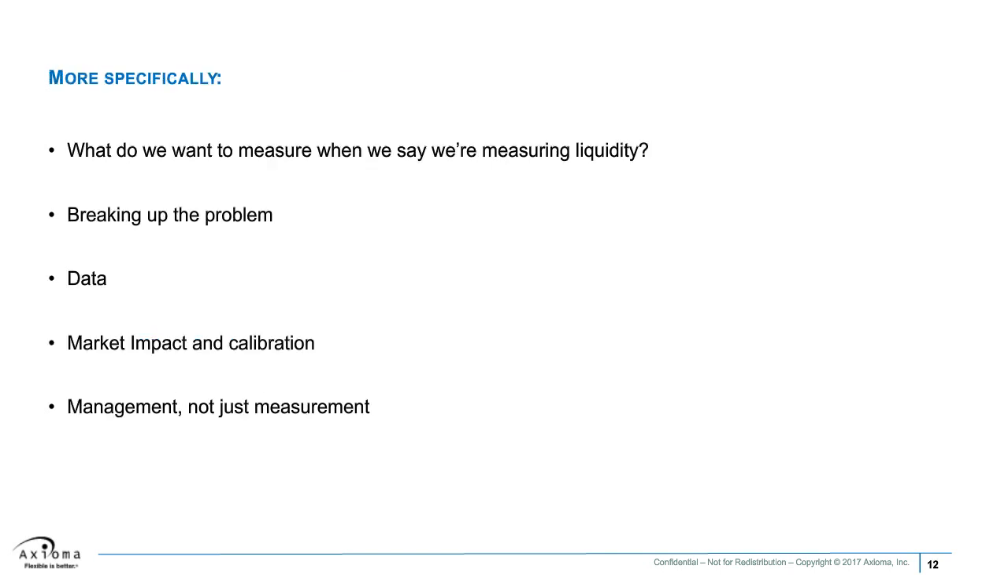So more specifically, first we're going to look at what we want to measure when we say we're measuring liquidity, something which in itself isn't directly observable. We're going to break the problem into three constituent parts, and then we're going to look at some of the data commonly used to build a liquidity score. After that, we'll move on to look at market impact and calibration, and then we'll take a brief look at management, not just measurement.